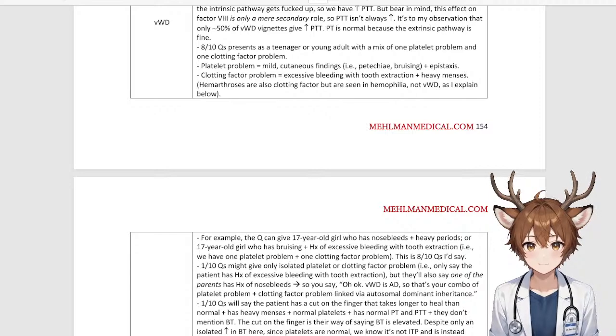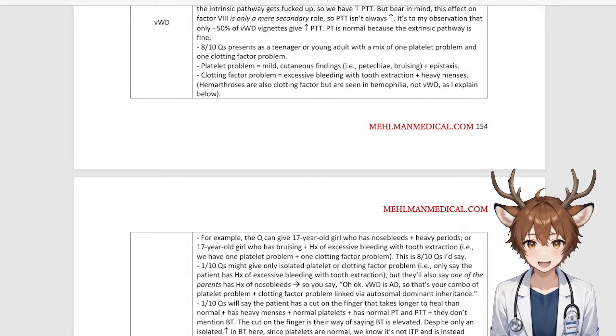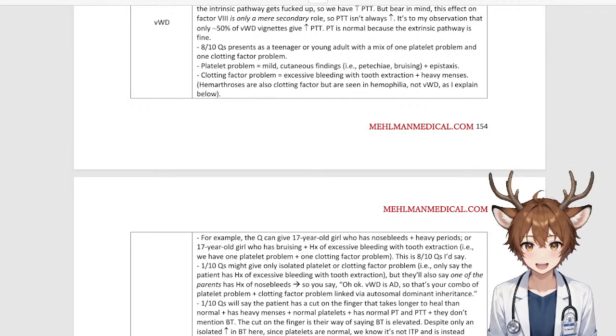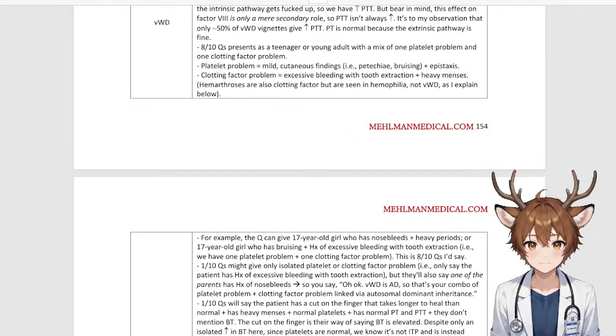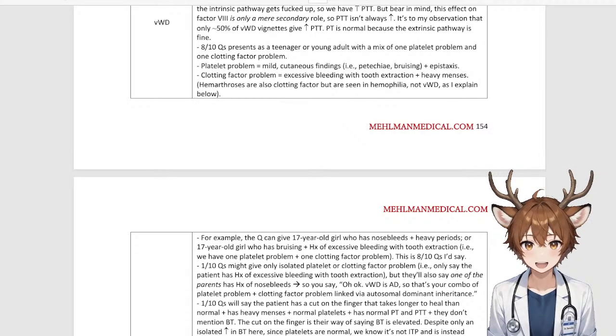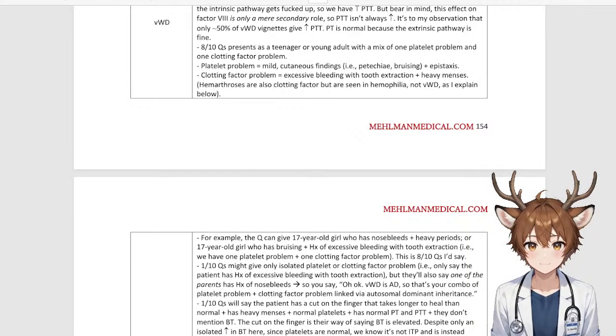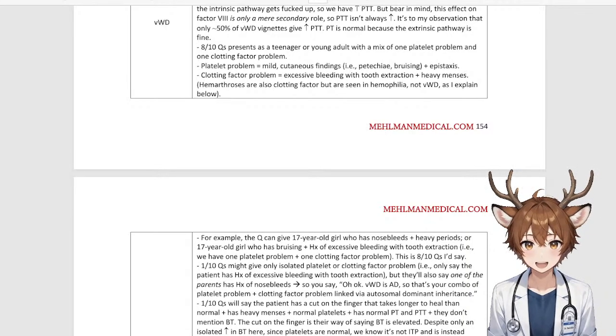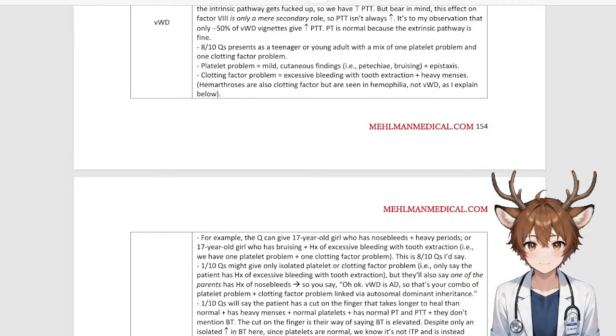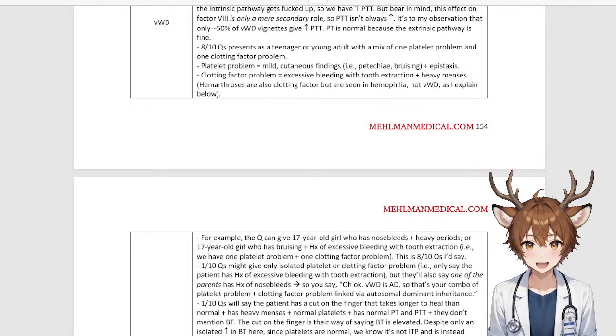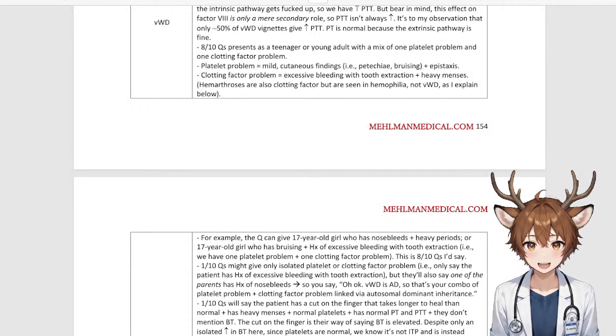Okay. Well, 1 out of 10 questions will say the patient has a cut on the finger that takes longer to heal than normal, plus has heavy menses, plus normal platelets, plus has normal PT and PTT, and they don't mention BT. BT is bleeding time. For reference, the PTT is connected to the intrinsic pathway, and PT is connected to the extrinsic pathway. The cut on the finger is their way of saying the bleeding time is elevated, an isolated elevation in bleeding time here. Since platelets are normal, we know it's not ITP, and instead it is von Willebrand disease.